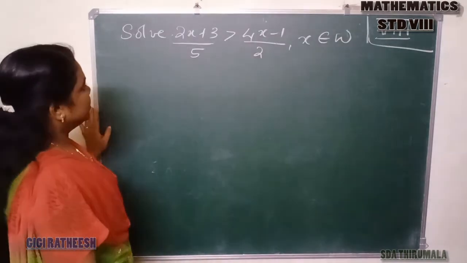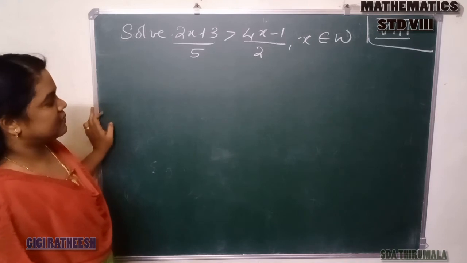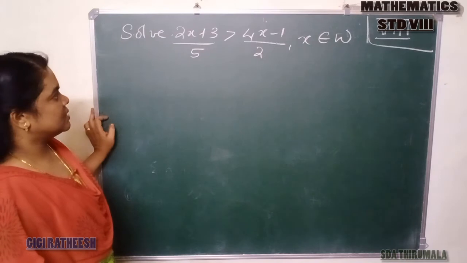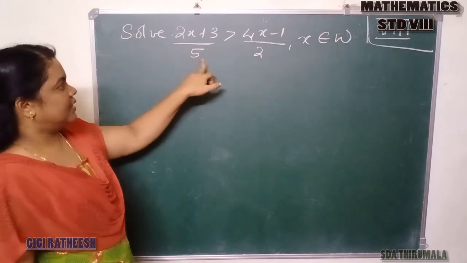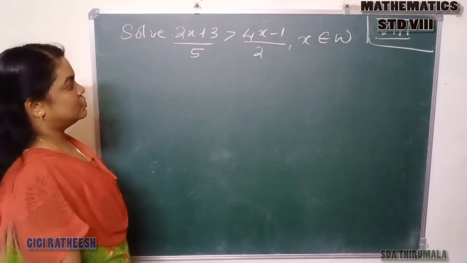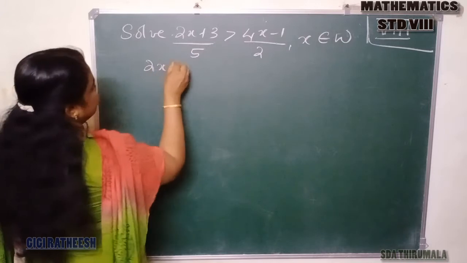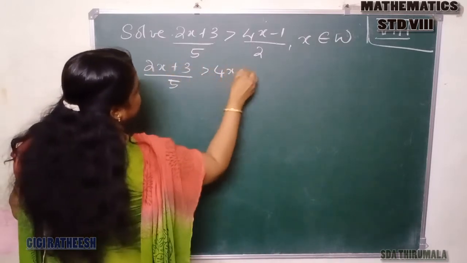Okay, solve the inequation 2x plus 3 by 5 greater than 4x minus 1 by 2, x element of whole numbers. What is the question here? 2x plus 3 divided by 5 greater than 4x minus 1 by 2, x element of W. Again write this: 2x plus 3 by 5 is greater than 4x minus 1 by 2.